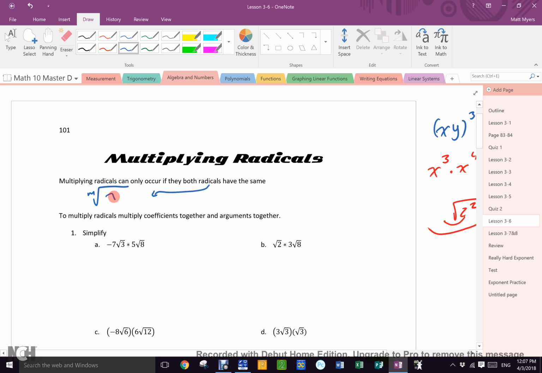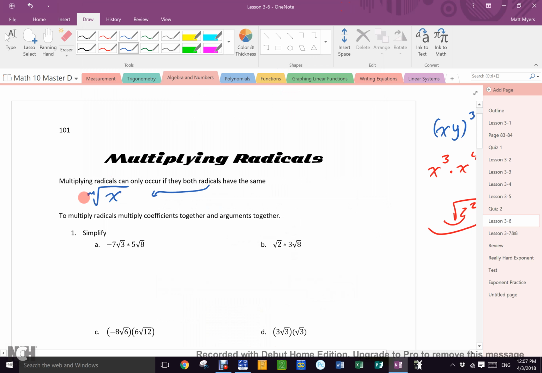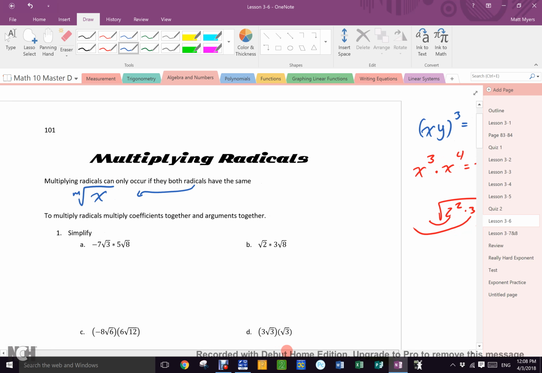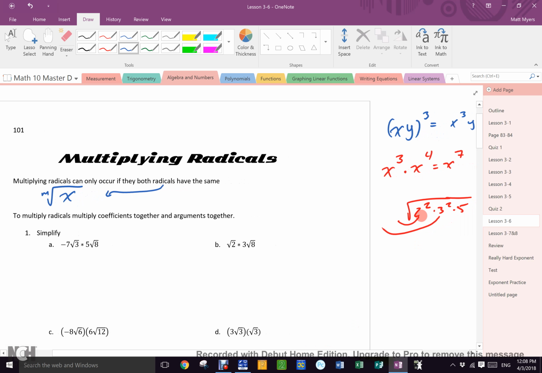root x. Where do you think is the part of this that is related to exponents? Is it the m or the x? It's the m, isn't it? Because that's how we know the size of group to take out.